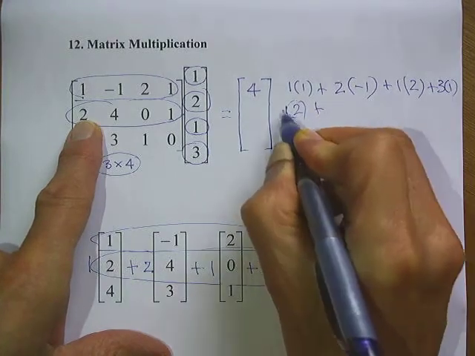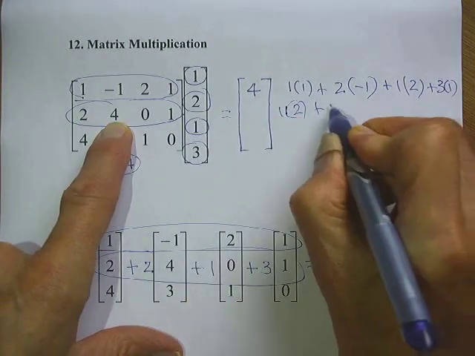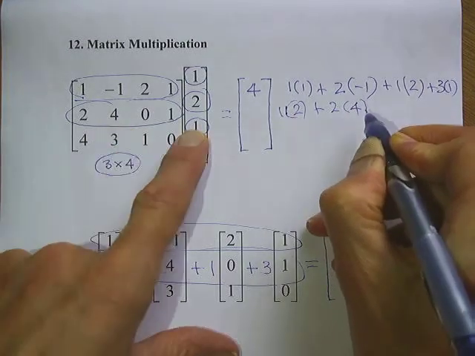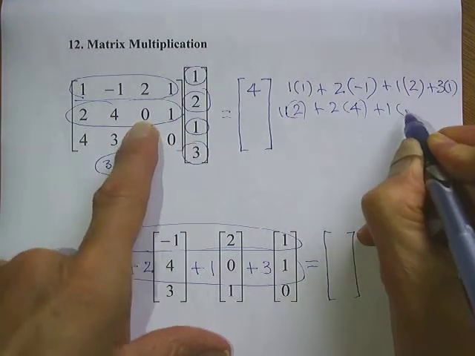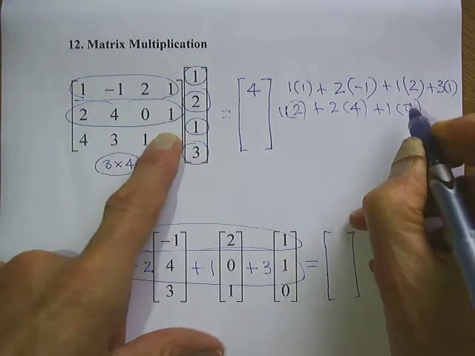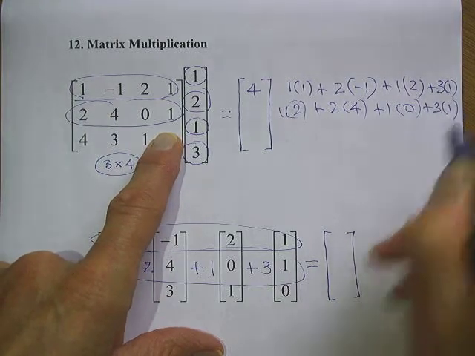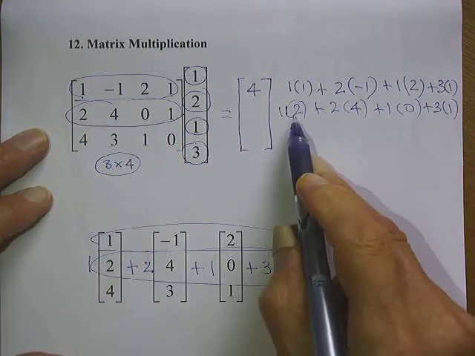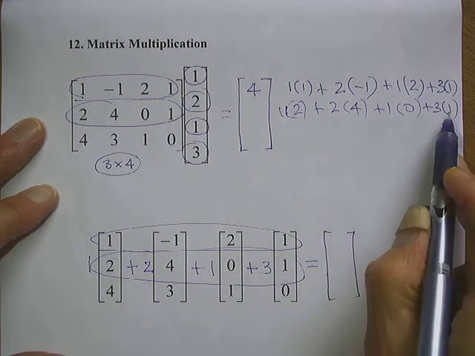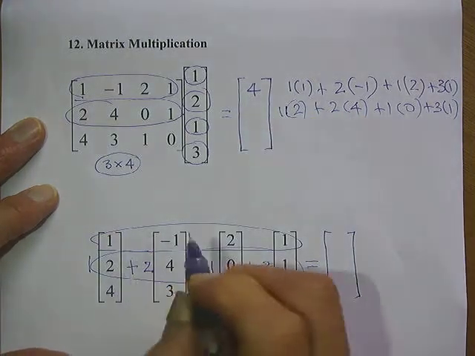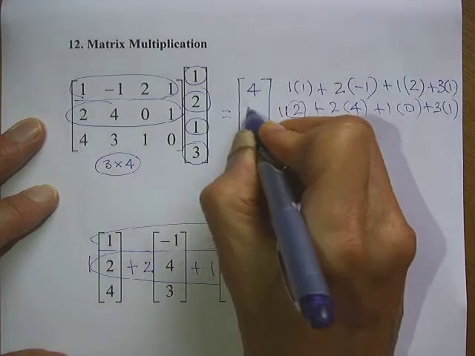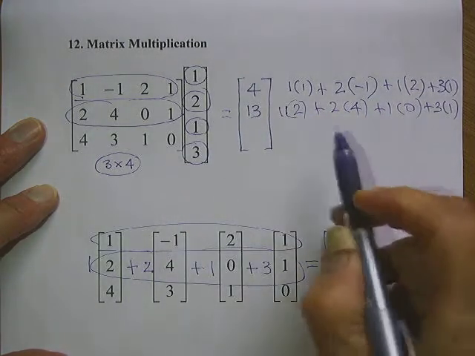it's 1 times 2 plus 2 times 4 plus 1 times 0 plus 3 times 1. And that's 2 plus 8 plus 3 is 13.